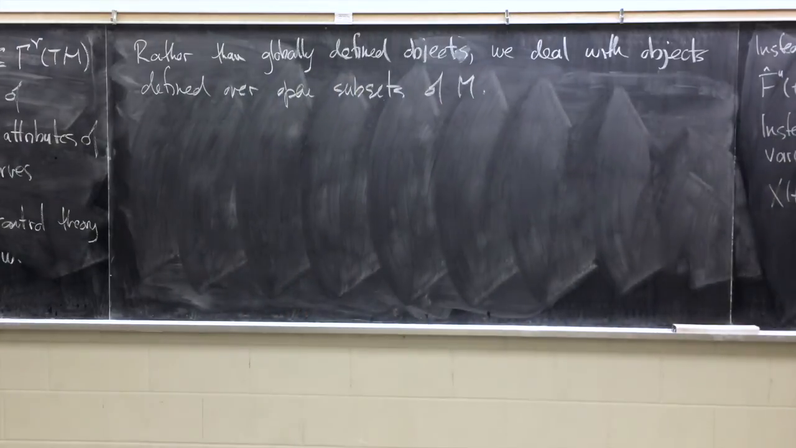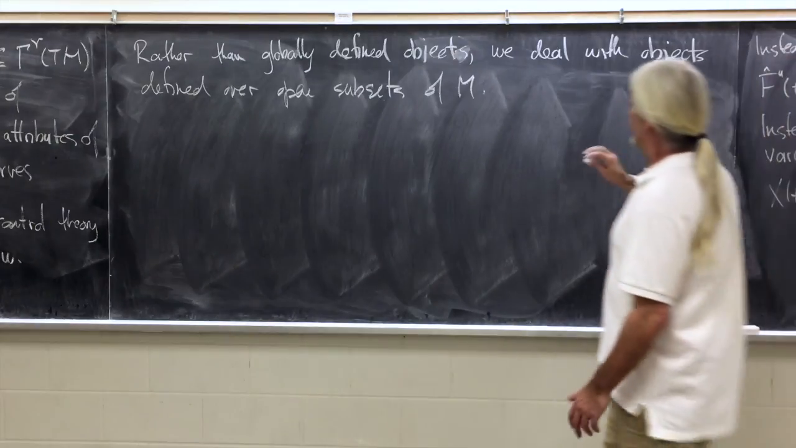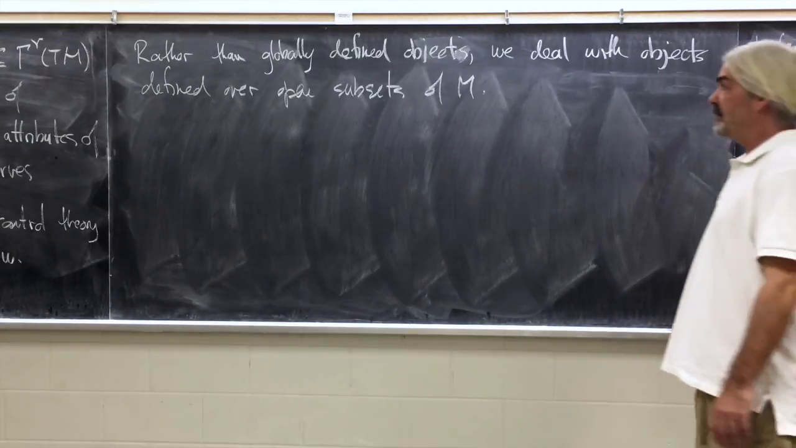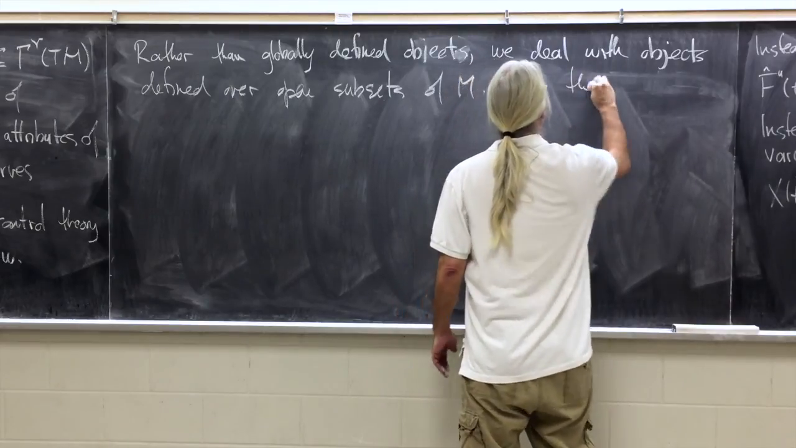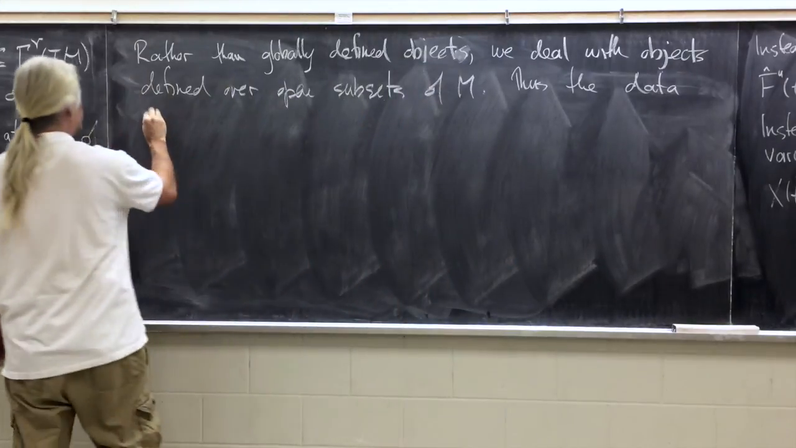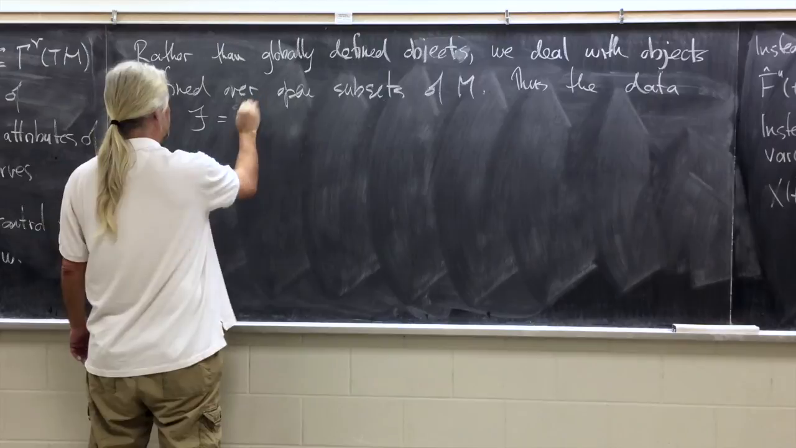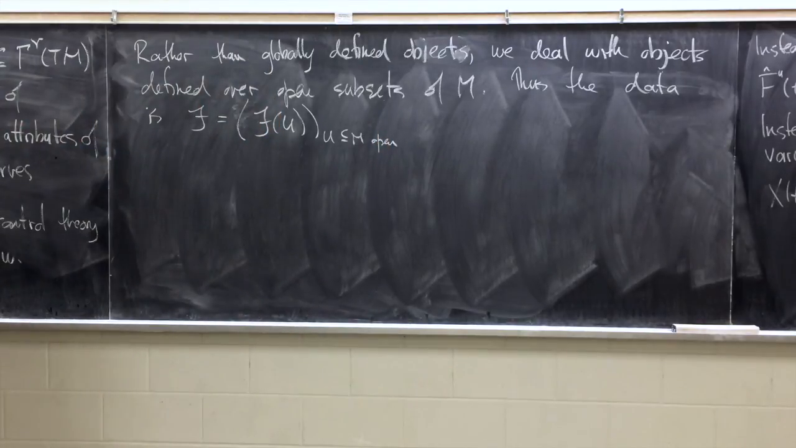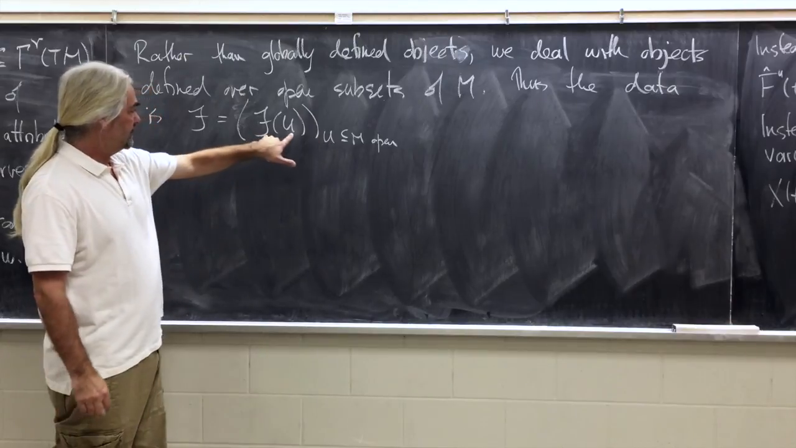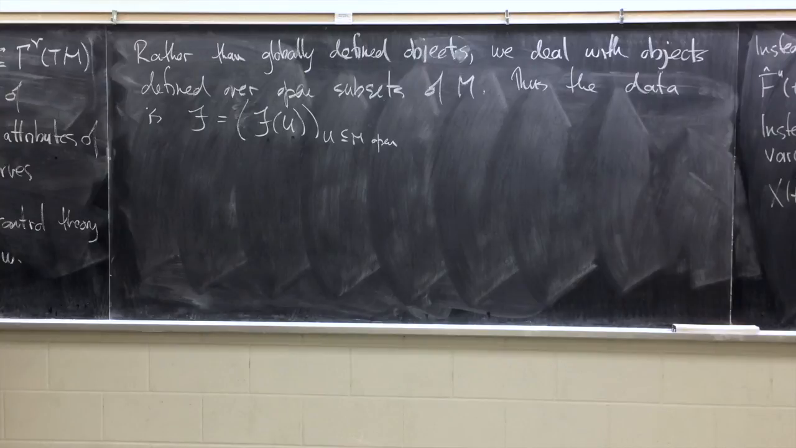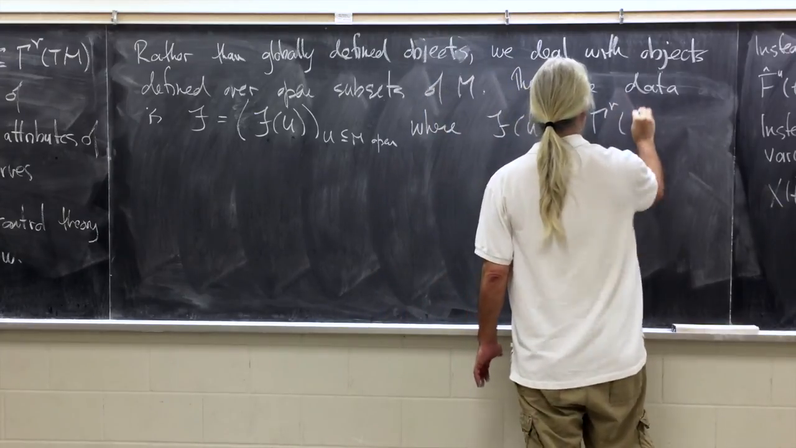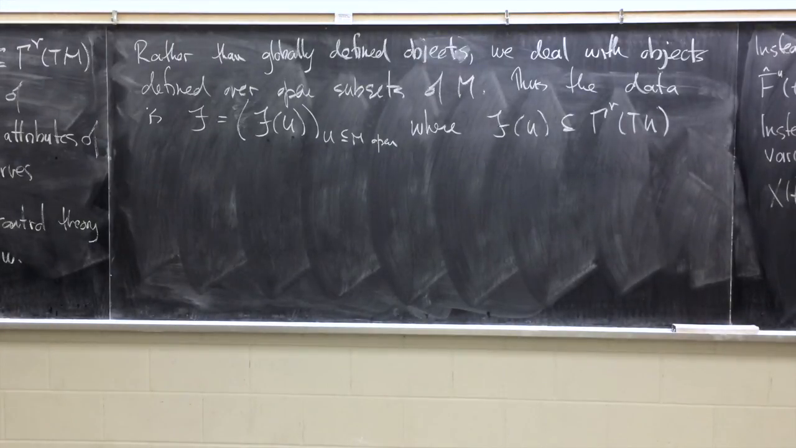Okay, so we work with things that are just locally defined. What I mean is, I'm going to use the same symbol, script F, and we're going to talk about something like this. For every open subset of M, I have this object F of U, and F of U will be a collection of vector fields on U. It's exactly this, done for every open subset of M.